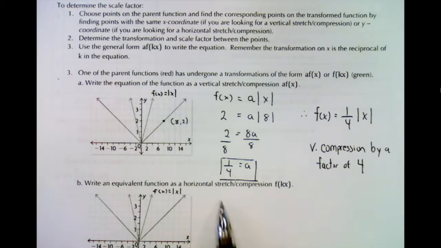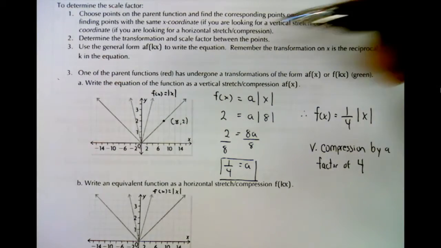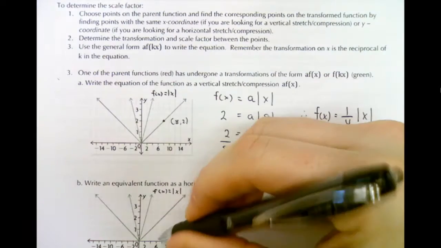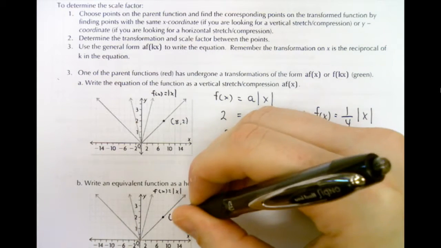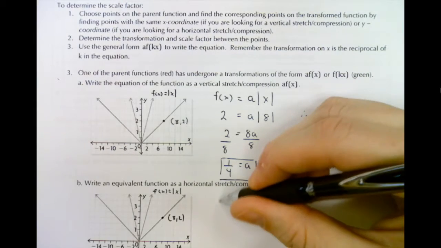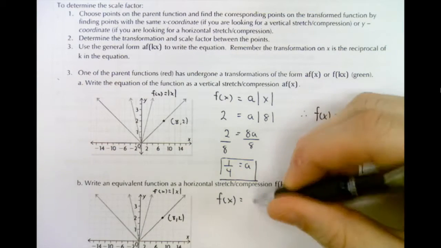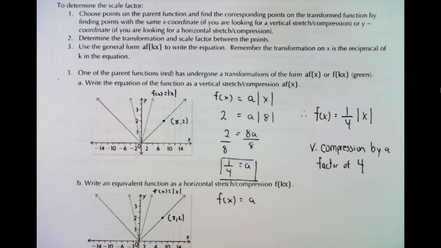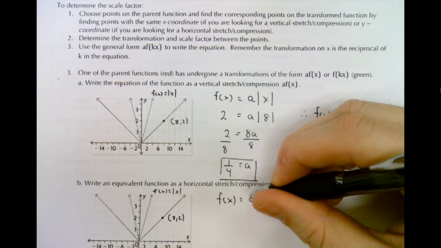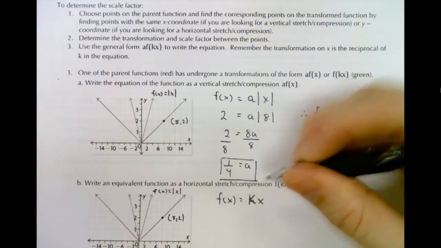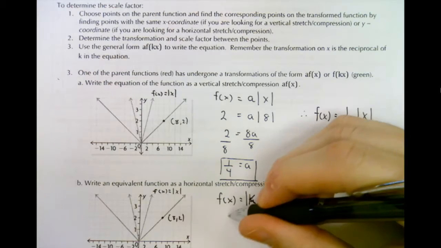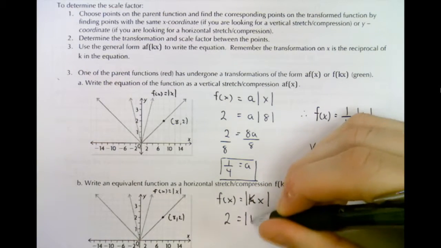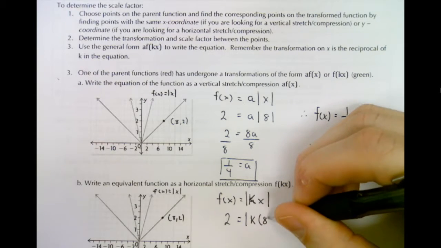What if it was a horizontal stretch or compression? Well, we'd do the same thing. We'd pick a point. Let's pick the same point. 8, 2. This time, we're going to write it as if it was a, oh, not a, sorry, k. And k would act directly on x inside the absolute value. So let's replace x and y. Y is 2. X is 8.